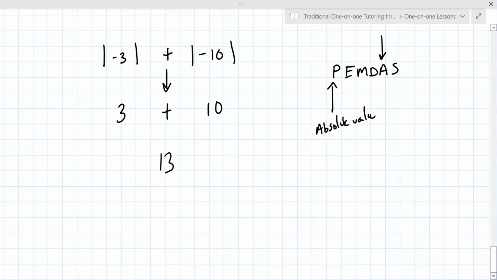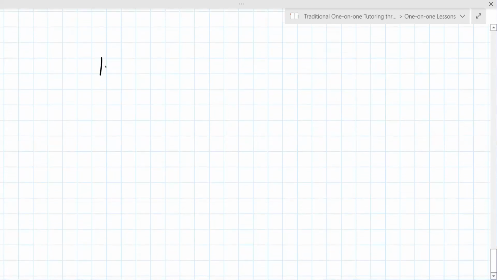Okay, let's try another problem here. Absolute value of -6 minus absolute value of -4. You want to look at this problem and first deal with the absolute value. The absolute value of -6 is 6. Drop it, and the absolute value of -4 is 4. Drop that, and then 6 minus 4 is 2.